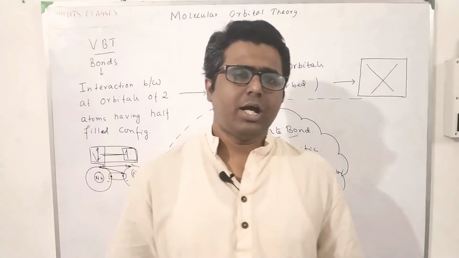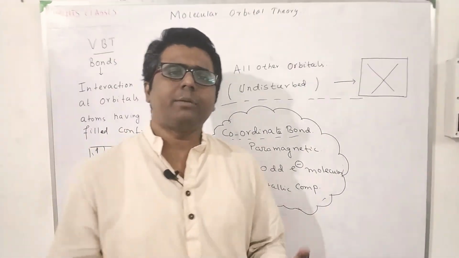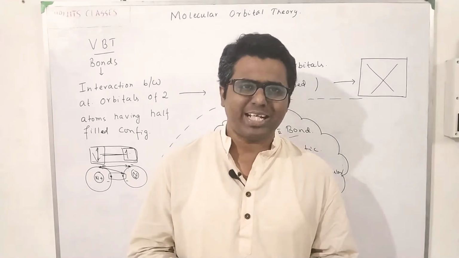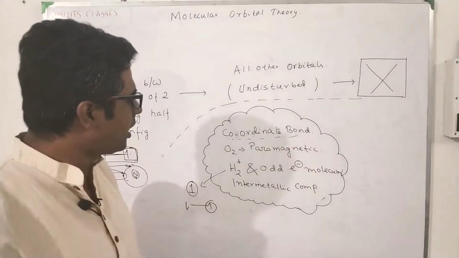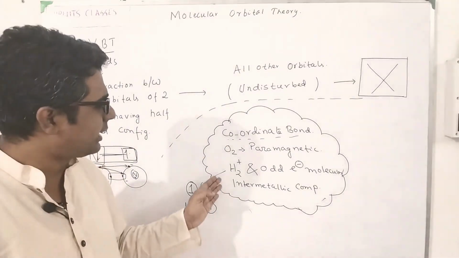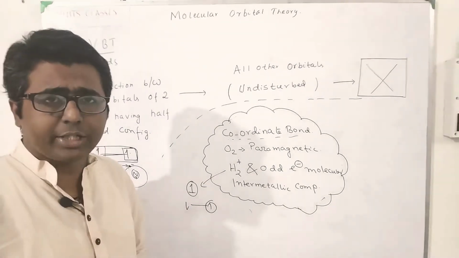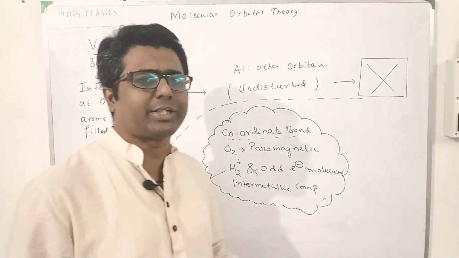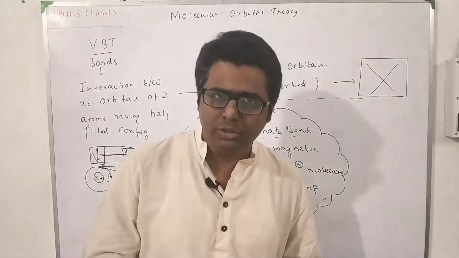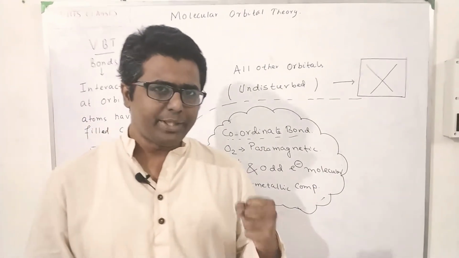ठीक है, सो फॉर दिस वेरी रीजन Hunt and Mulliken brought about a theory which is called molecular orbital theory, which is much more rational when we are talking about coordinate bonding, paramagnetic nature, electron deficient compounds like H2 plus and your odd electron molecules, which can be explained in a much easier way when you talk about molecular orbital theory. So that is why basically molecular orbital theory came into action.